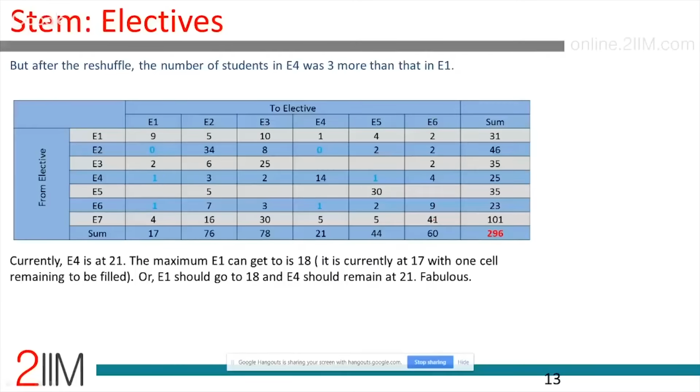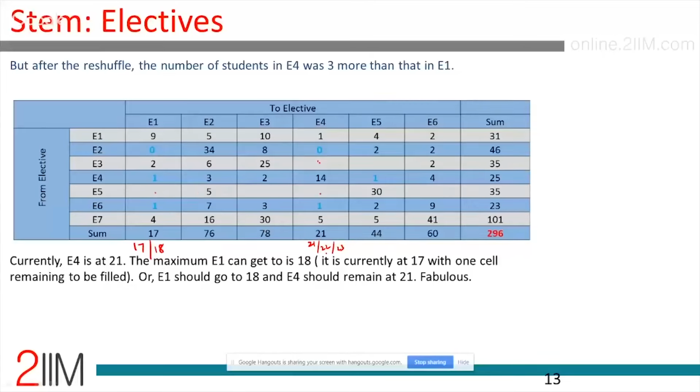After the reshuffle, the number of students in E4 was 3 more than that in E1. E4 is 21 or 22 or 23. E1, 17 or 18, only 1 empty cell. The maximum E1 can be is 18. The minimum E4 can be is 21. We are through. We are home dry.